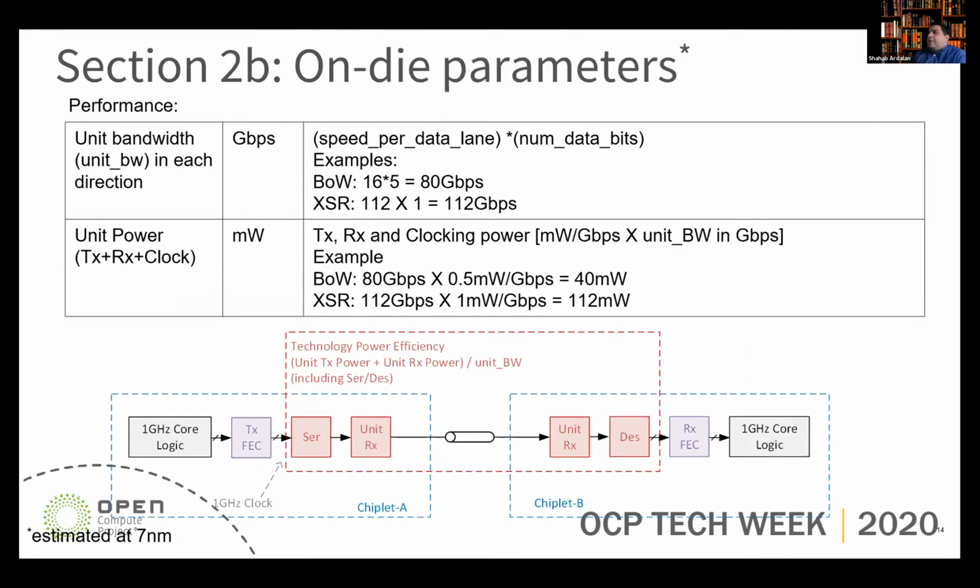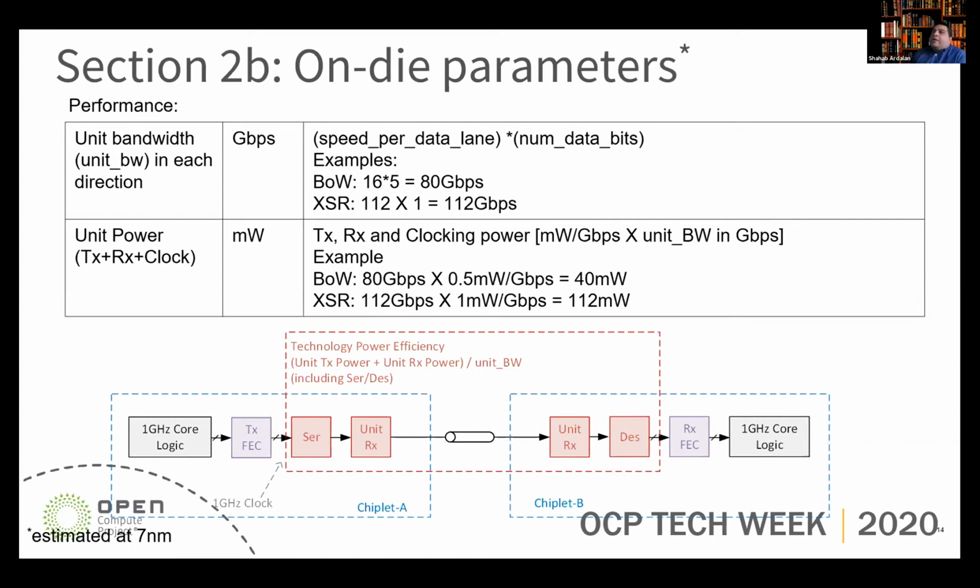One of them was how much is on one unit cell. We defined a unit bandwidth in each direction, in gigabits per second per unit. For example, in BoW, because we have 16 lanes at 5 gigabits per second, it becomes 80 gigabits per second per unit. Compared to the XSR, which is 112 and is differential, we have 2 wires divided by 2, which becomes 112 gigabits per second in terms of comparison of the unit that we need.